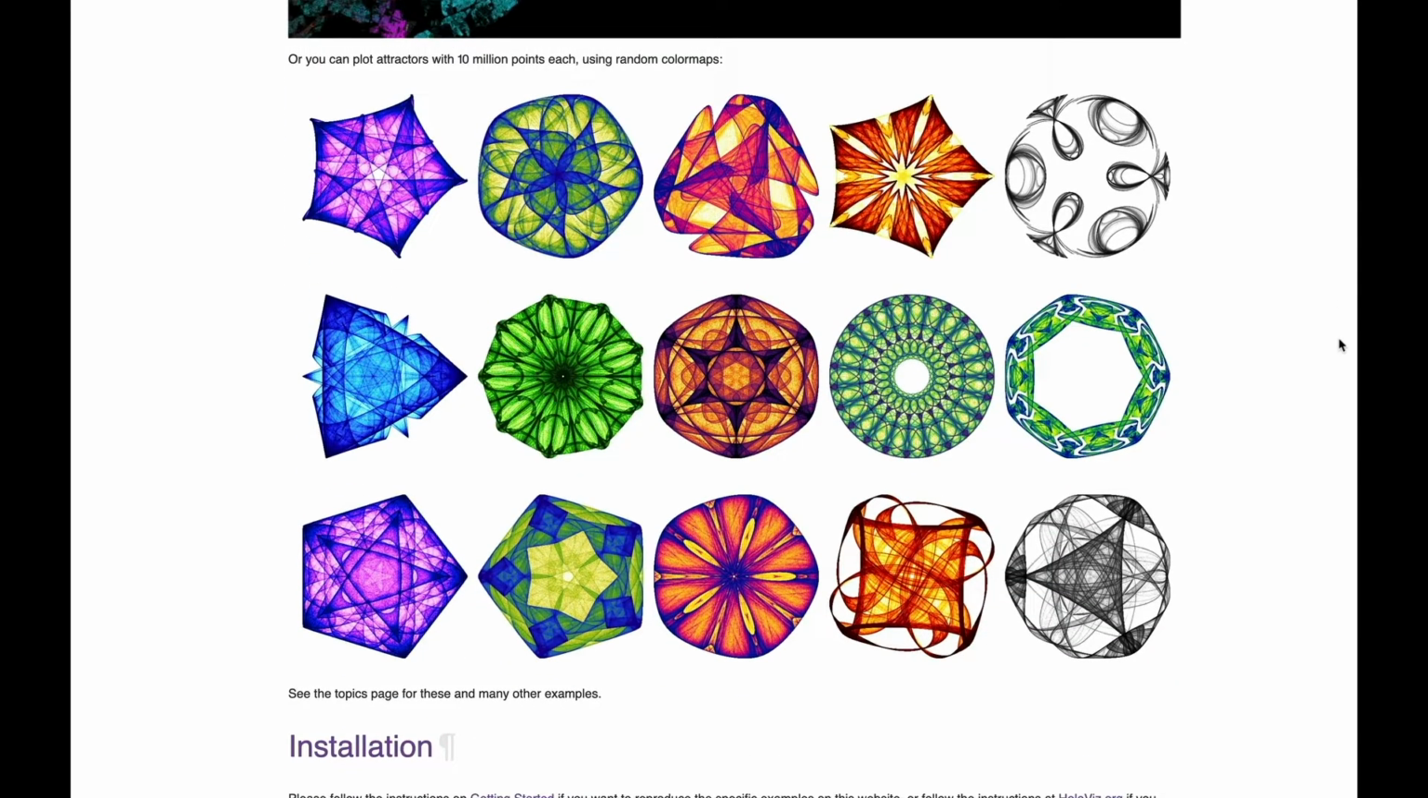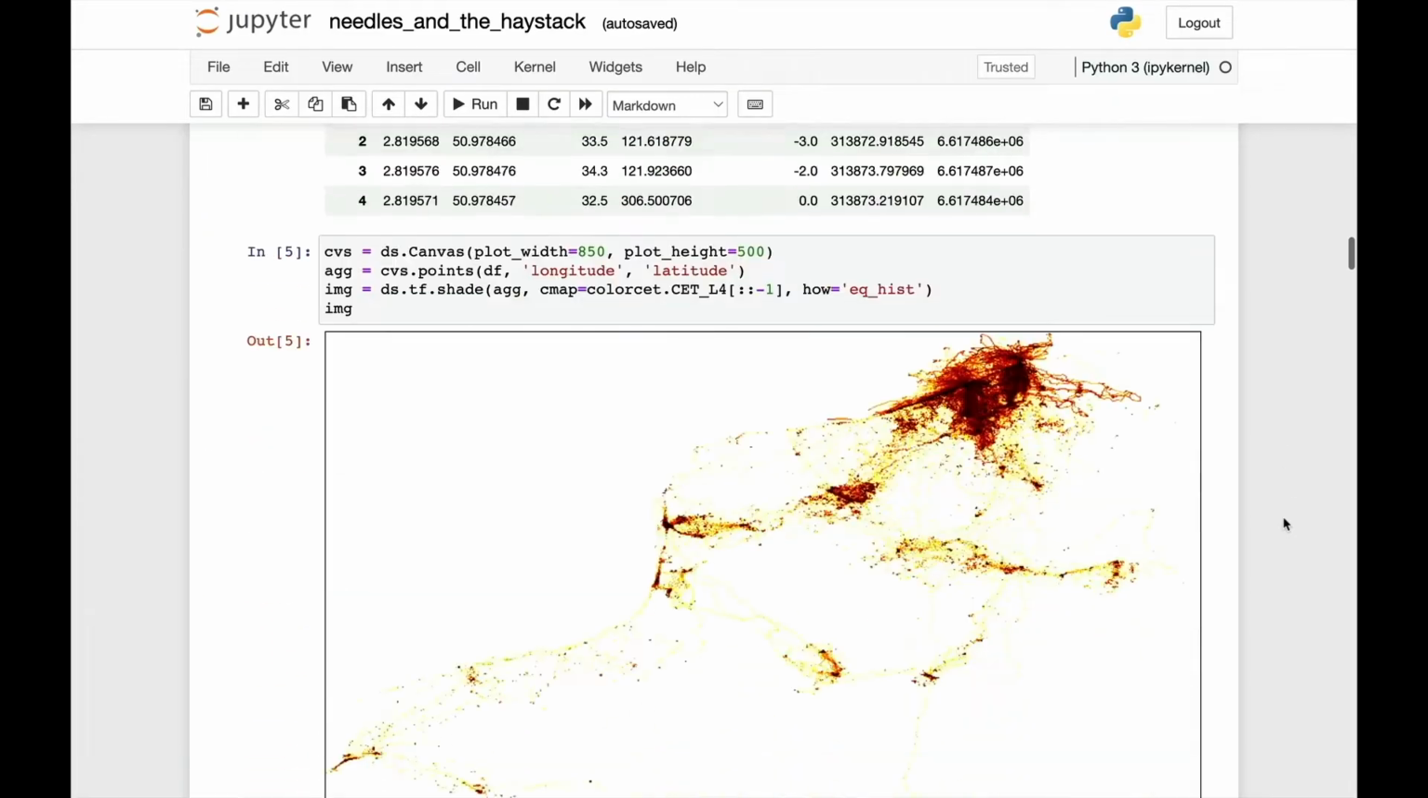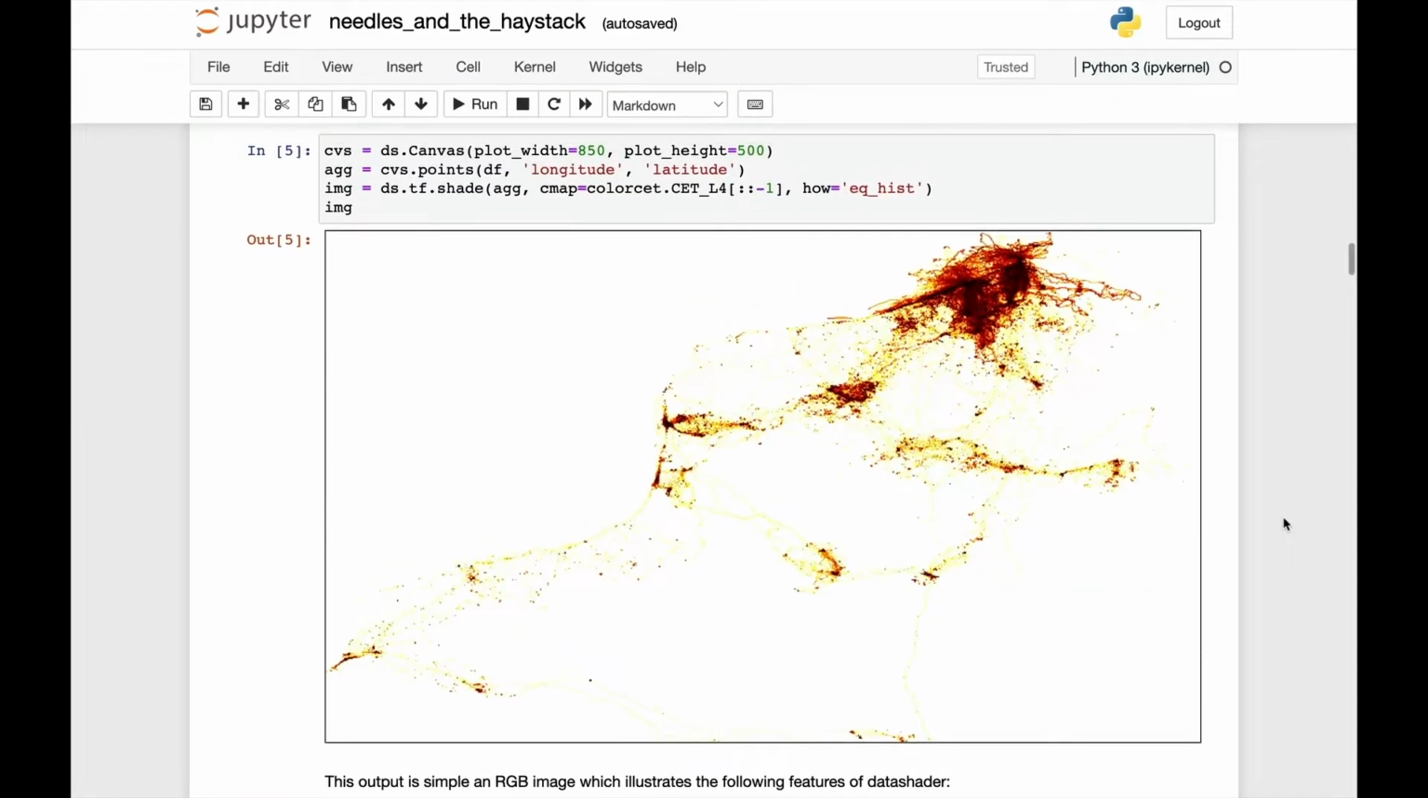It's very cool stuff. The problem with Datashader, however, at least in its original form, is that it generates static images. So if we scroll over here, we can't see any information about the individual data points. And this is really just a static image.